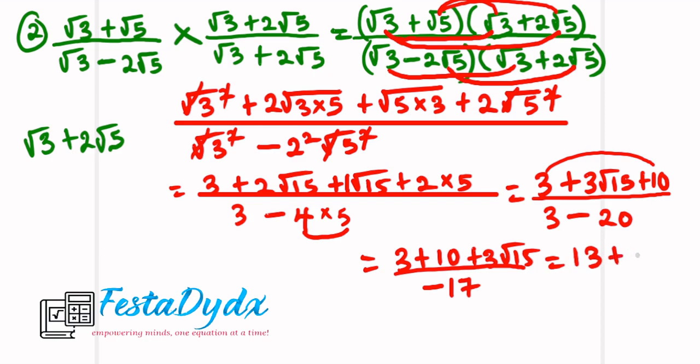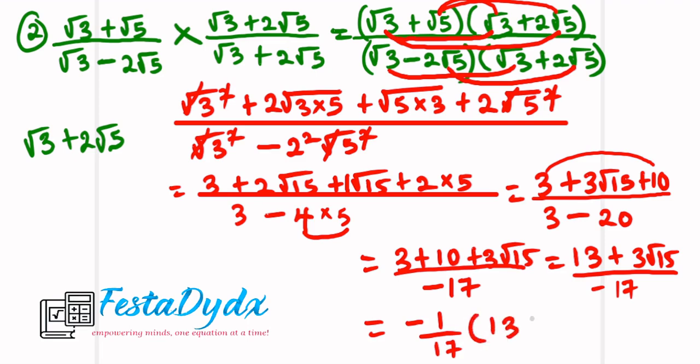13 plus 3 root 15 all over minus 17. You can decide to leave your answer this way, or let's bring the minus 17 out. So it's going to be minus 1 over 17, in a bracket, we have 13 plus 3 root 15. So whichever way you decide to leave your answer, they are correct. So this is the answer for question number 2.